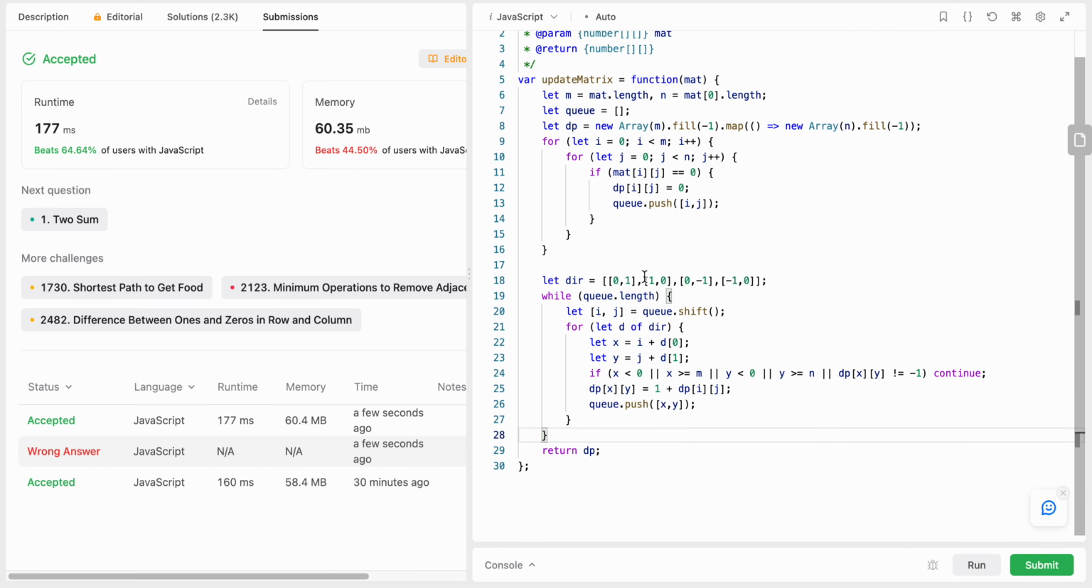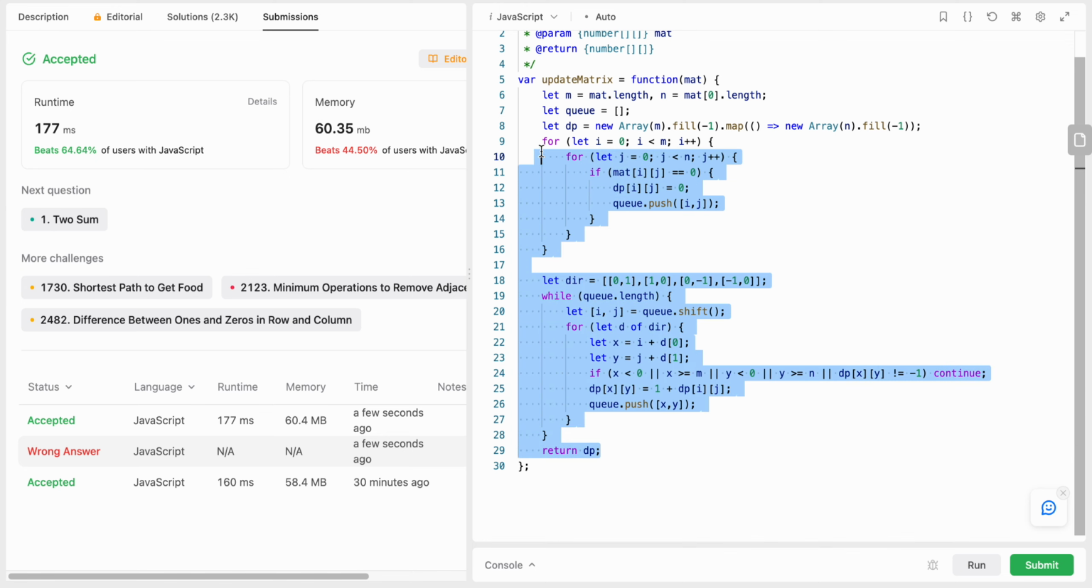Great. So now talking about the time complexity, as we are iterating over each of the values of the cell, we have a time complexity of m times n here, and we are also performing a while loop for each of the values in the queue, right? And the queue could be of maximum length of n times m, right? So the time complexity and space complexity both are of m times n.